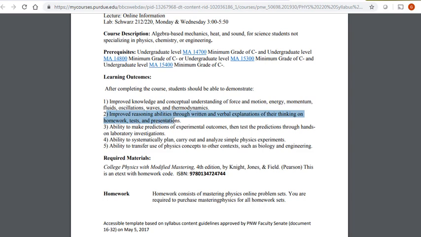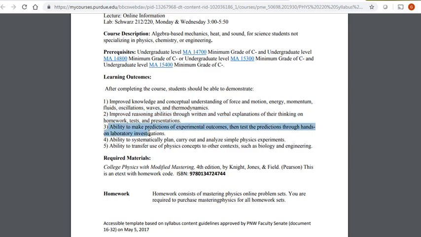Number 2, improved reasoning abilities through written and verbal explanations. And this will mostly be about tests. We don't really have presentations other than lab reports, and on some homework assignments, you have to explain. Okay, good. So that'll make more sense once you actually see when we go through the class.